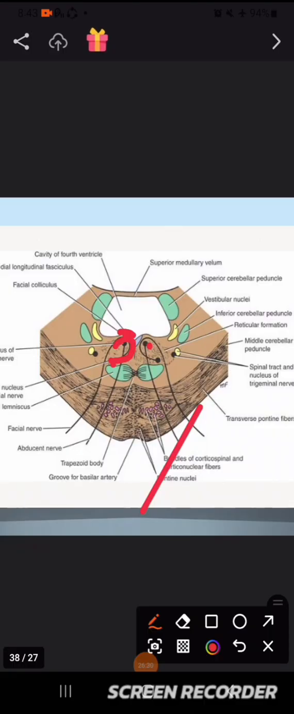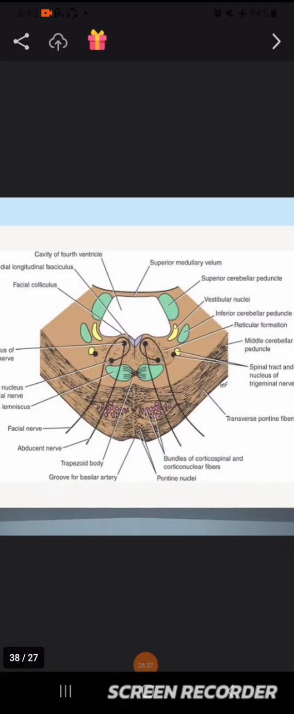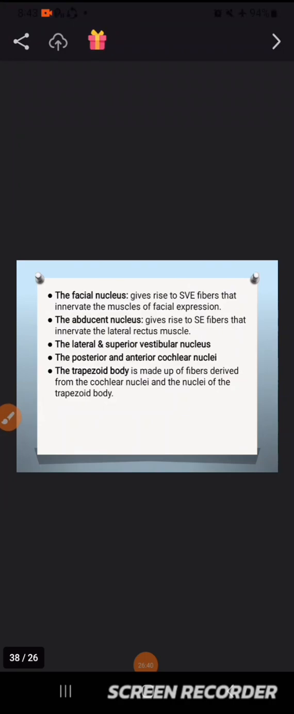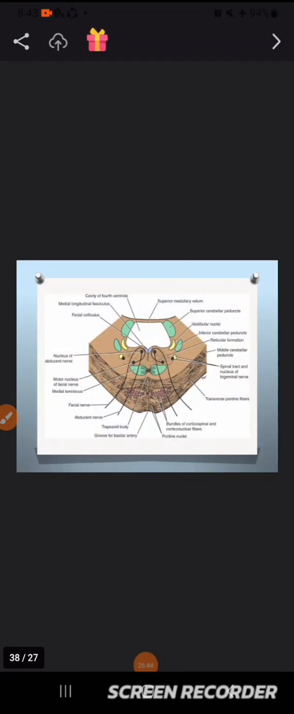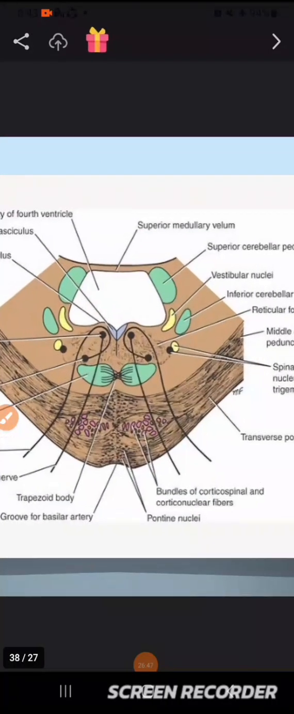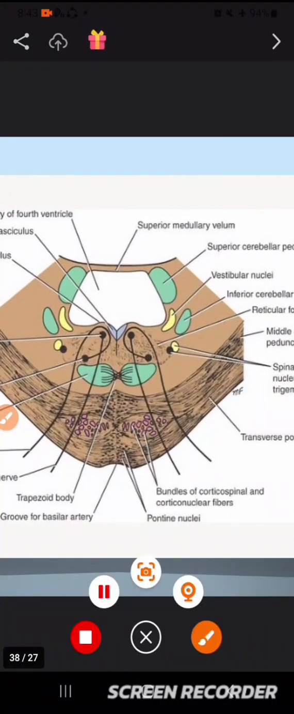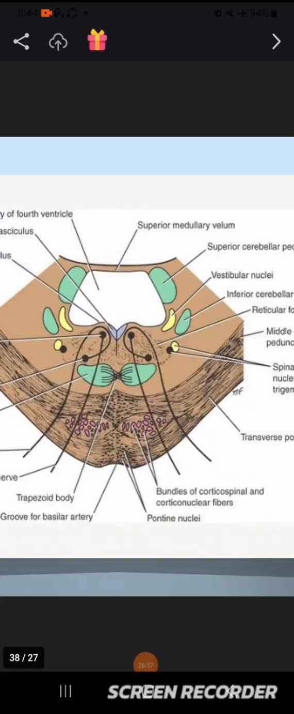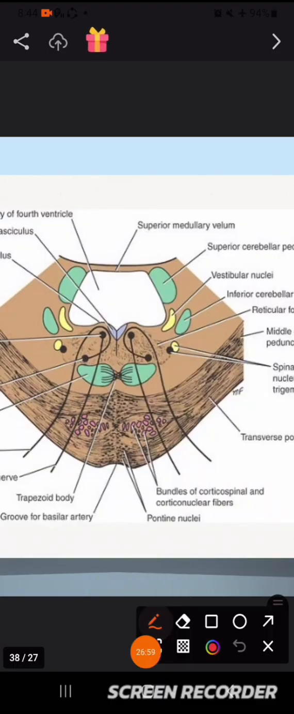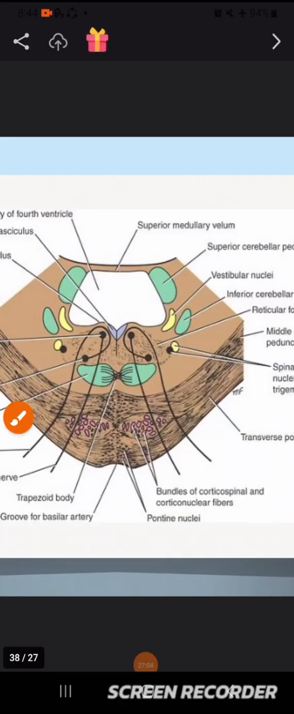At this level, in the lower part here, you can see the spinal nucleus of the trigeminal nerve. In the midline, in the anterior part of the tegmentum, you see the trapezoid body. The trapezoid body forms part of the cochlear pathway.